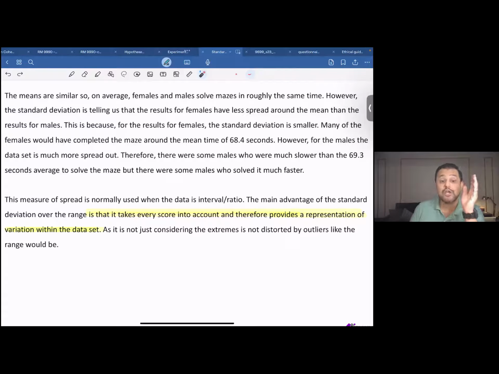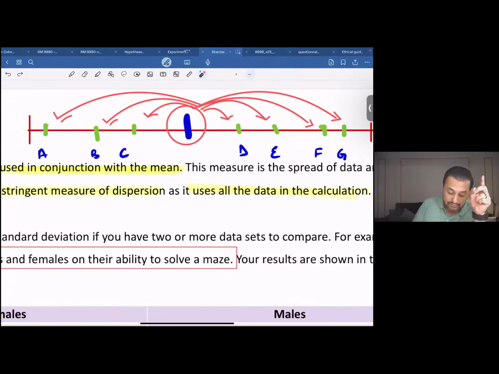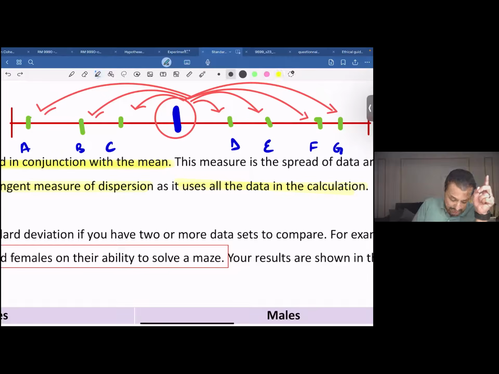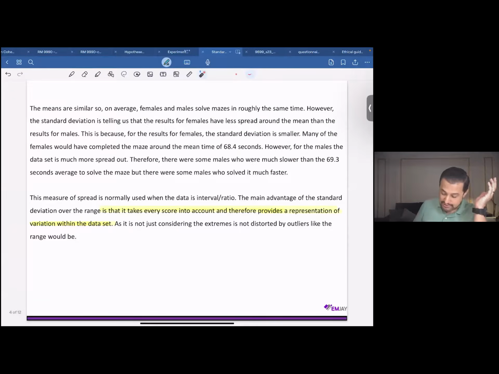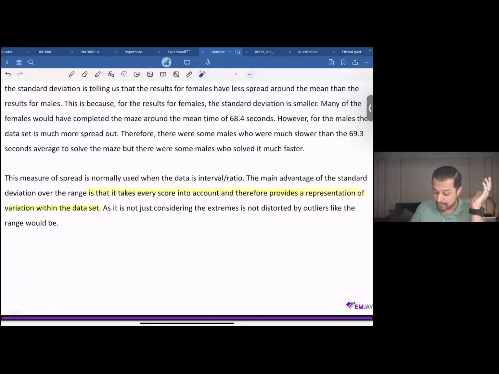The main advantage of the standard deviation over the range is that it takes every score into account and therefore provides a representation of variation within the data set, right? Now, two things that you need to understand. The main advantage standard deviation has over range is that it takes every score into account. Like I said, this is taking every score into account. Had we spoken about the range, it could have simply been between this and this, between A and G, right? Two extremes. This would have been the range, right? It is not just considering the extremes, and is not distorted by outliers like the range would be.